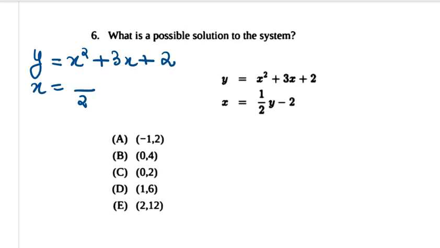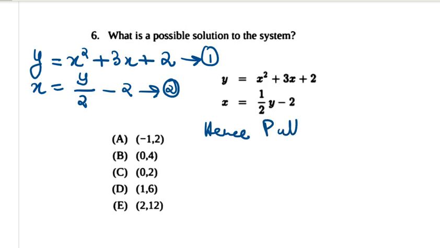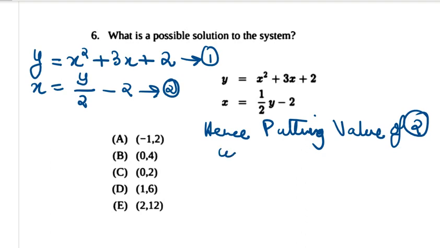Let's write that y properly. So that is y divided by 2 minus 2. So this is equation number 1 and this is equation number 2. Hence, putting the value of 2 in 1. Let's put this value of 2 in 1. We can put the value of y, that will be better. Let's solve 2 and then put the value of 2 in 1.